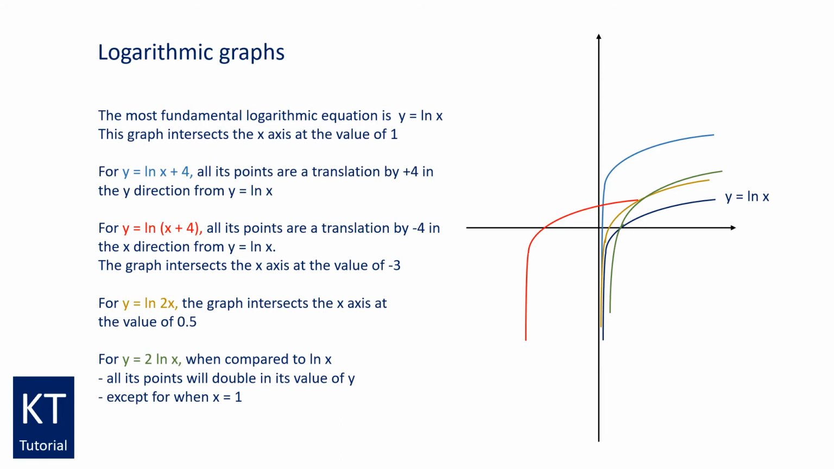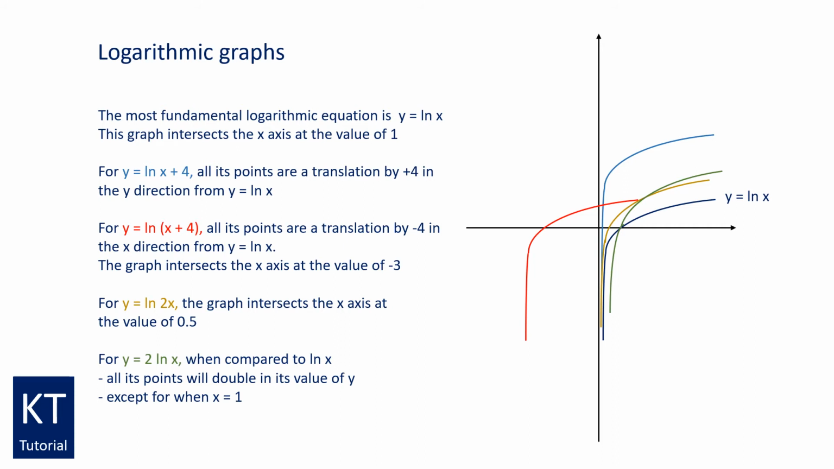As for the red graph, expressed as y equals the log of bracket x plus 4, all its points are a translation by negative 4 in the x direction from y equals log x. The graph intersects the x-axis at the value of minus 3.